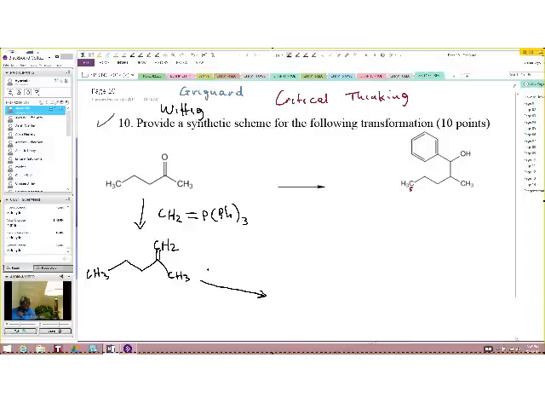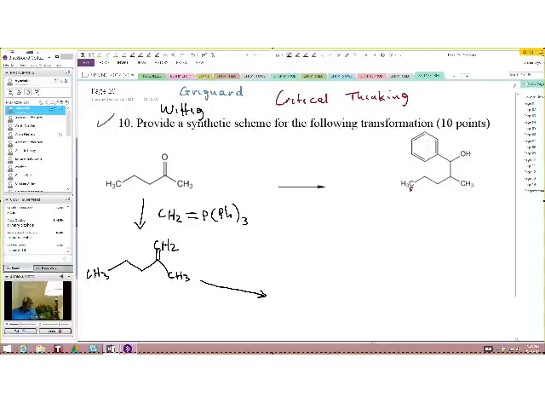So if I want to do that, what reagent do I need? How do you make an aldehyde? Okay, maybe I'll give you a hint. What do PCC and Dess-Martin react with? What class of compound do we need? A primary alcohol. Excellent.